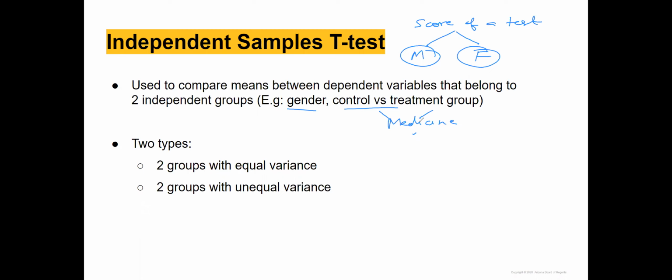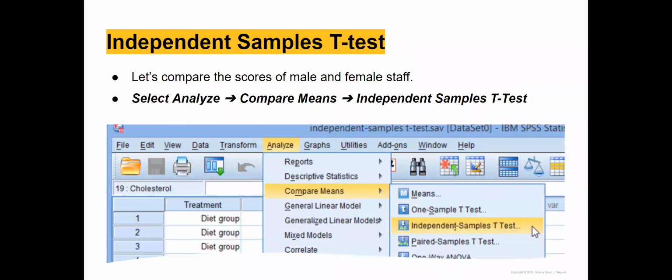So for comparing two different groups upon a single dependent variable, we use independent sample t-test. Now the groups could have equal variance or unequal variance. You can perform the independent sample t-test for both types of groups, and it can be easily done in SPSS. Now how to perform independent sample t-test? Again, you select analyze, you go to compare means, and this time you select independent sample t-test. So you have one sample t-test, and now you have independent sample t-test.